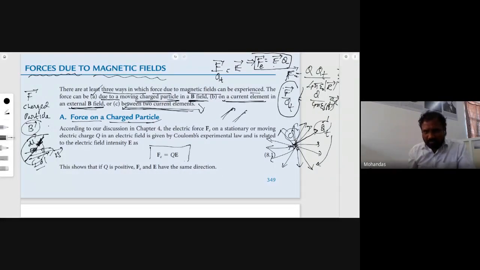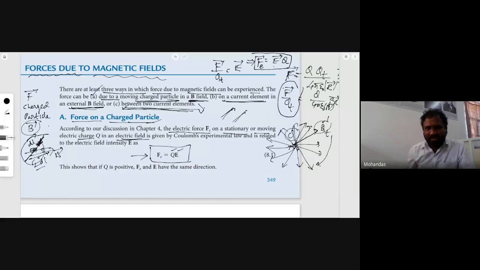Fe. Please see here. What is the Fe here? Q into E. If I write this equation directly, you cannot understand. These basics are very much required. First unit, second unit, third unit, all the basics are very much required to understand this fourth unit concept.